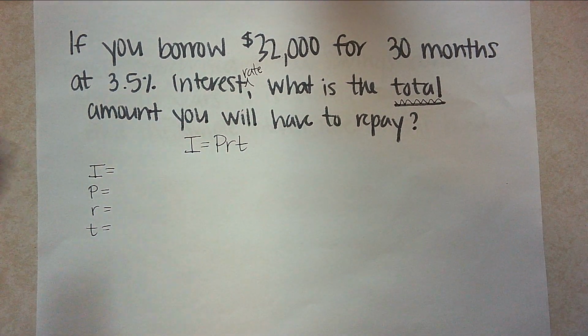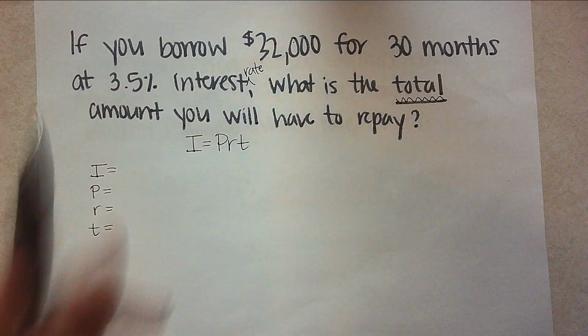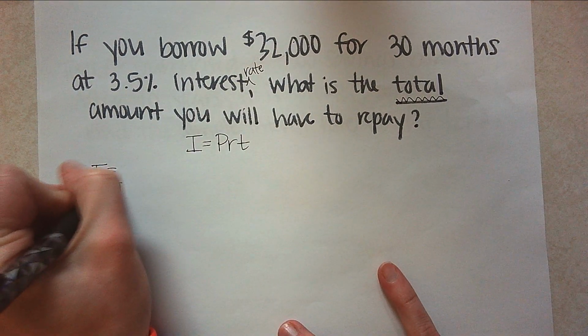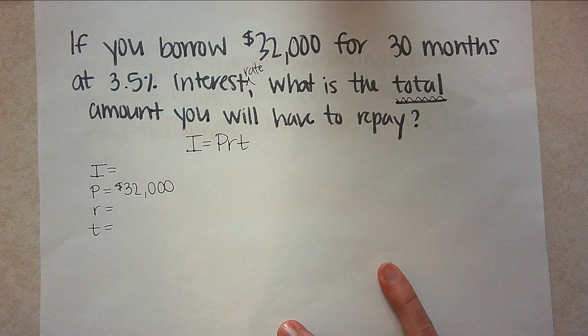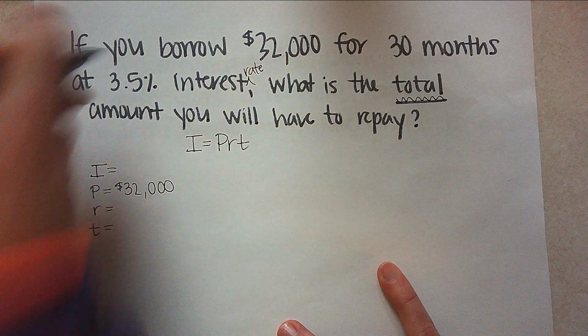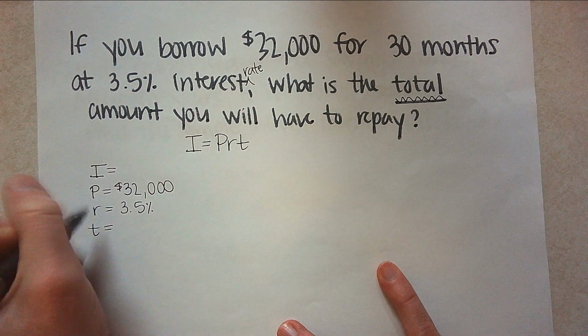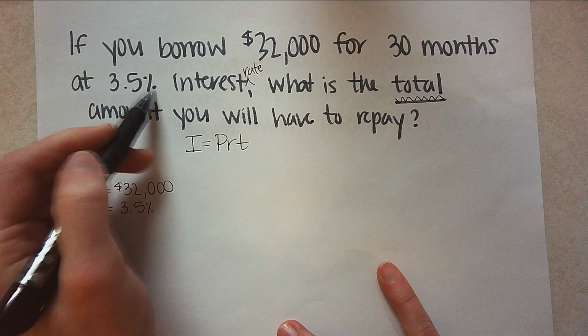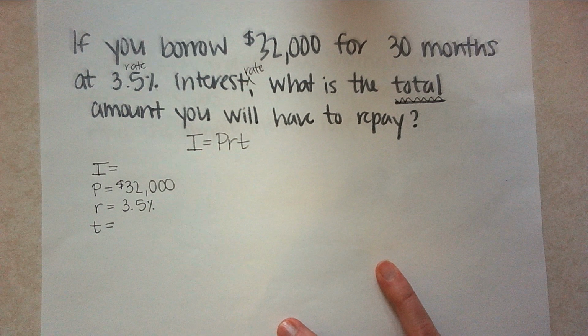It says that we're going to borrow this amount. If I'm borrowing or putting money into the account, that is my principal. That's the money that we're loaning out, borrowing, putting into an account, that sort of thing. Our rate is 3.5%. Our rate is always a percentage, so when you see the percentage sign, that should clue you in immediately to know, yeah, that's a rate.